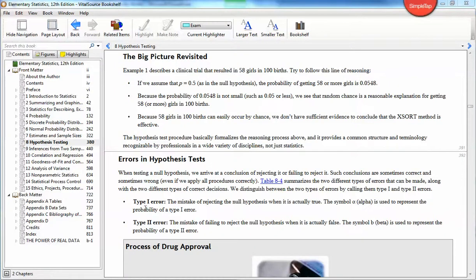So a type 1 error is the mistake of rejecting the null hypothesis when it is actually true. A type 2 error is the mistake of failing to reject the null hypothesis when it is actually false. The probability of a type 1 error, we use alpha for that. The probability of a type 2 error, we use beta.